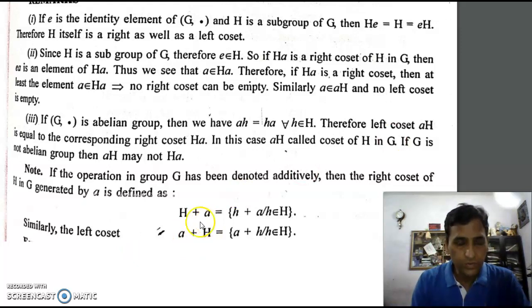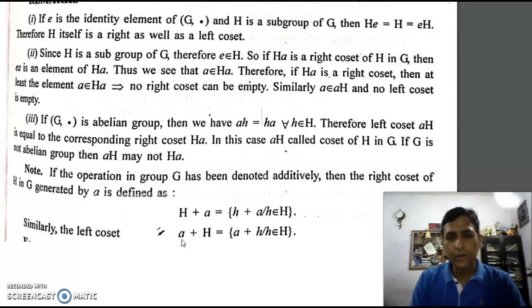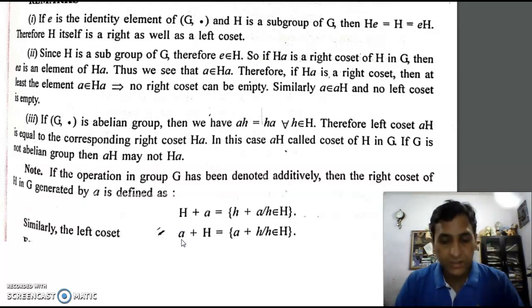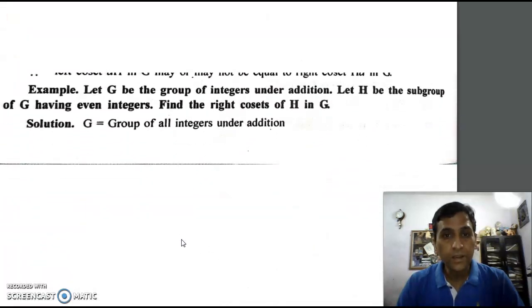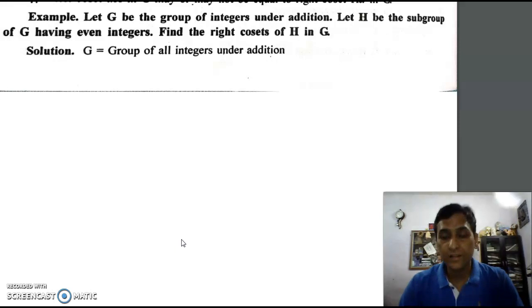Then you see here another example. When we take the binary operation addition, it becomes h plus a. Here a is on the right side, so it is a right coset. Elements are h plus a, where this h belongs to the subgroup H. Similarly, when a is on the left side, it is a left coset. So left cosets and right cosets depend upon the position of the fixed element of the group. If it is on the left side, it is called a left coset. If that element is on the right side, it is called a right coset. Very simple.